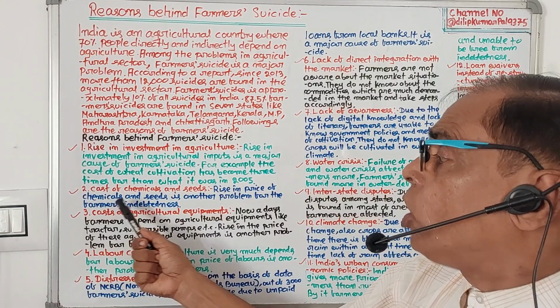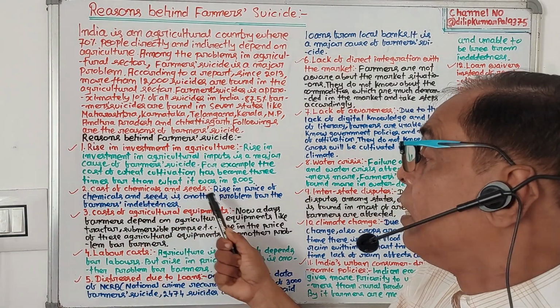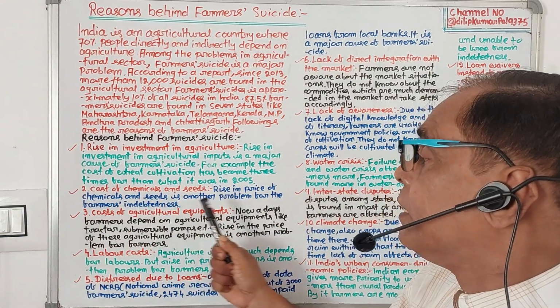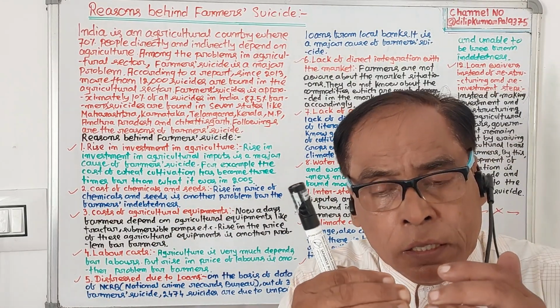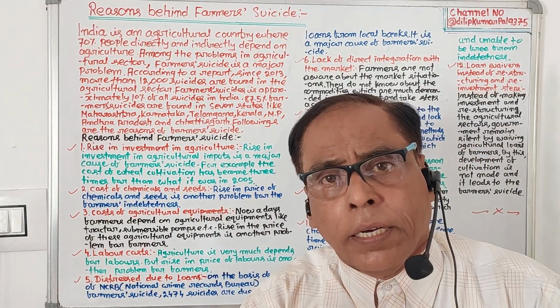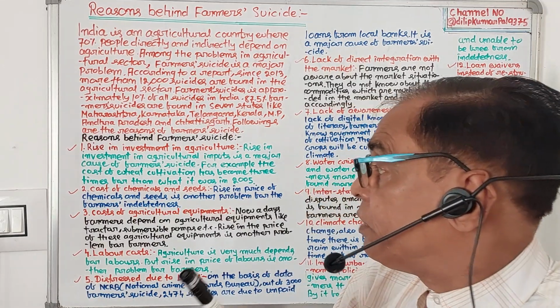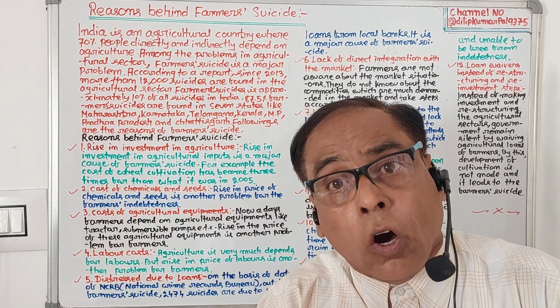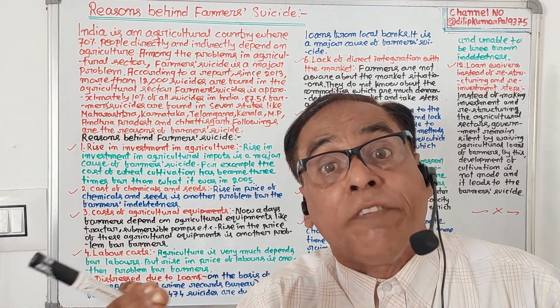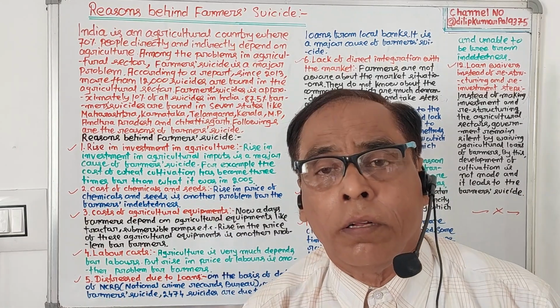Number 2. Cost of chemicals and seeds. Rise in prices of chemicals and seeds is another problem for the farmer's independence. Day by day, the prices of seeds and chemicals are also increasing. So it is a major cause for farmers. It is also a cause for farmer suicide.